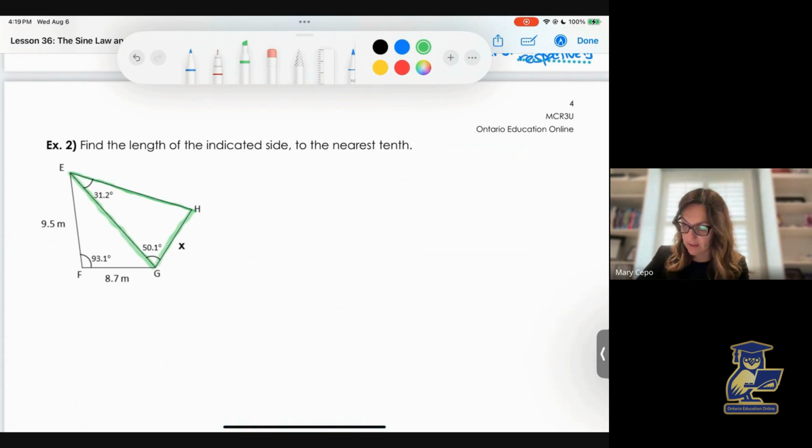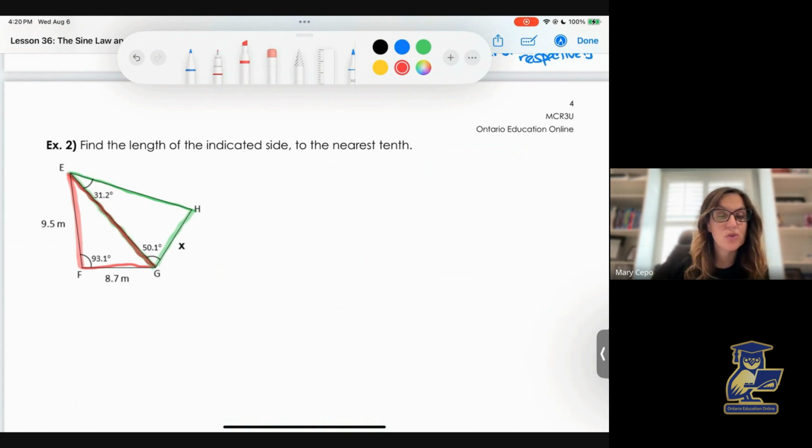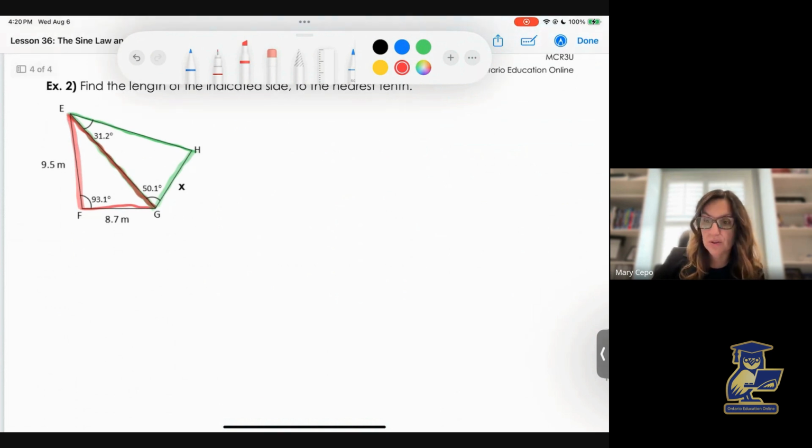Okay, so if that is the case, we don't have enough information for the cosine law, because looking at the cosine law, we would need all three sides. We don't have that. Or two sides and the contained angle. Well, we don't have any sides, so that doesn't work. However, looking at triangle EFG, we do have two sides and the contained angle. And there again, there's that common side of EG. So because we're given two sides and the contained angle, we can use the cosine law.